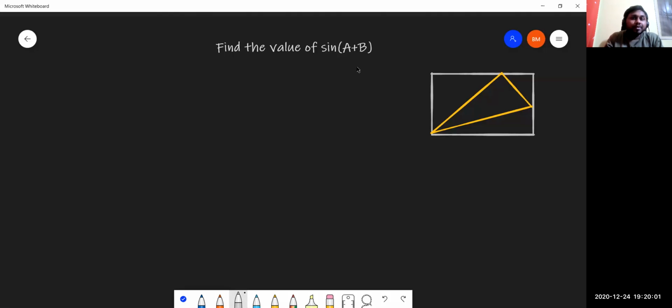If you know basic trigonometry, like if sine theta is given, then which ratio in the right angle triangle we have to use, the opposite upon hypotenuse. If you know this basic one, then we can find the value for sine A plus B. Here we'll do it in the simplest way, and I will try to explain it in the easiest way possible.